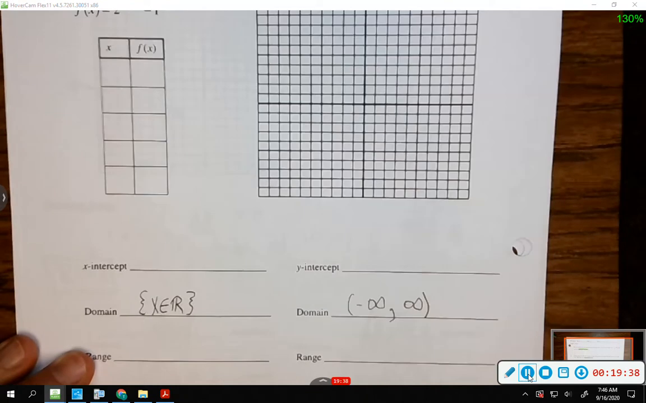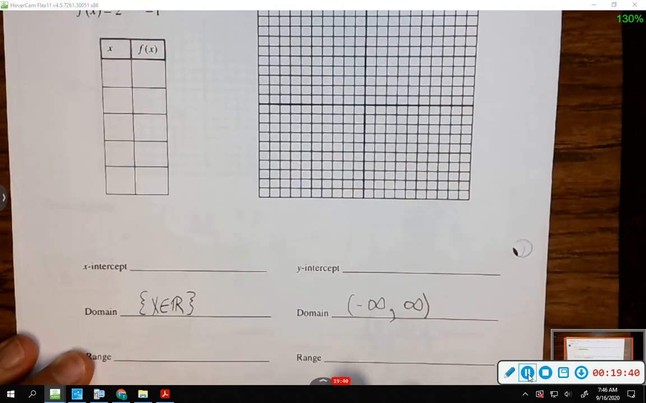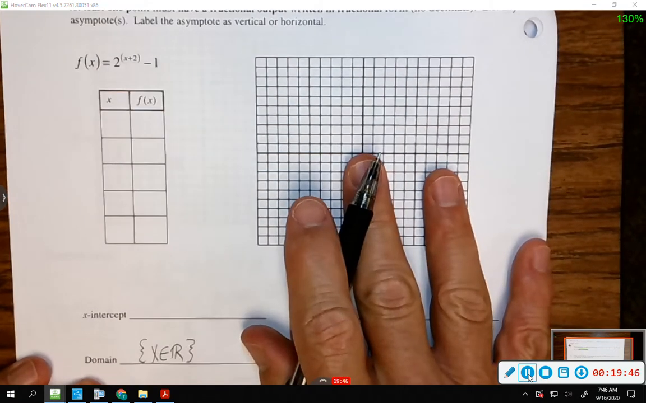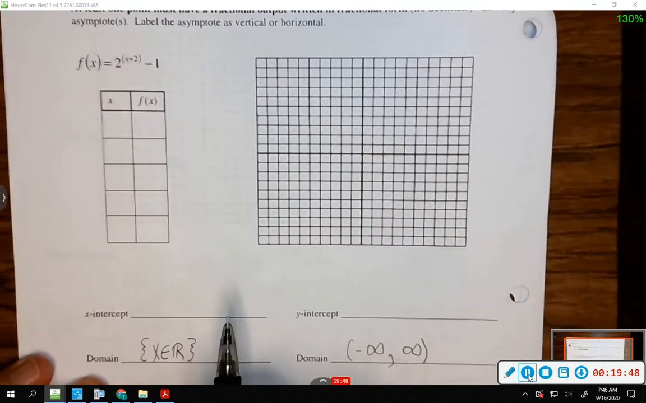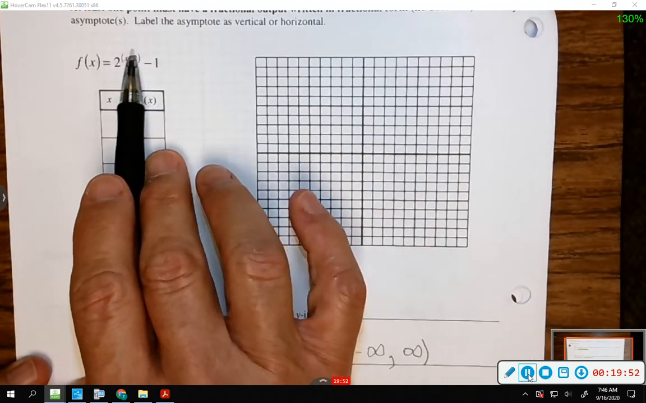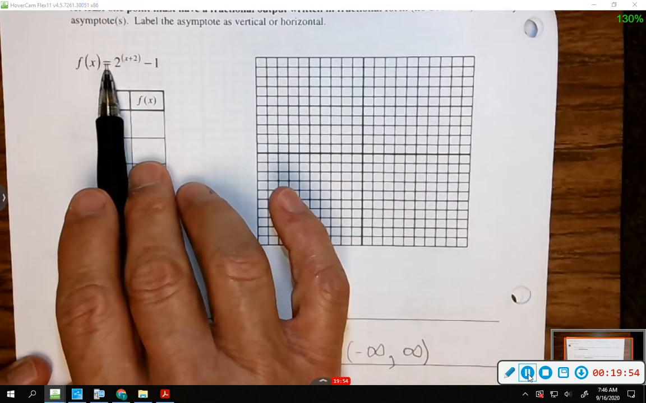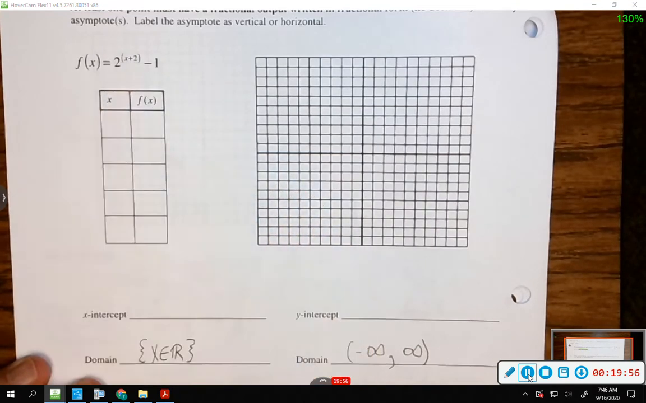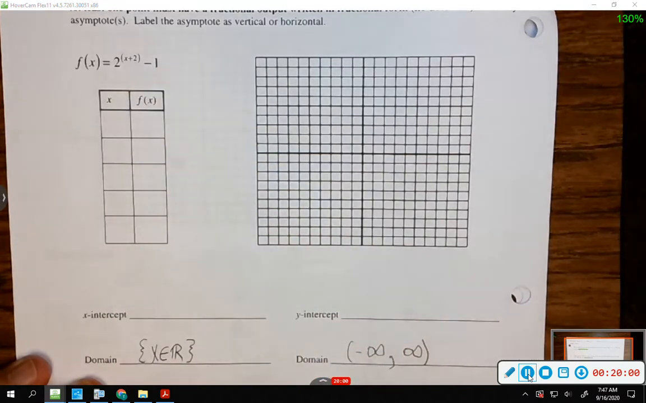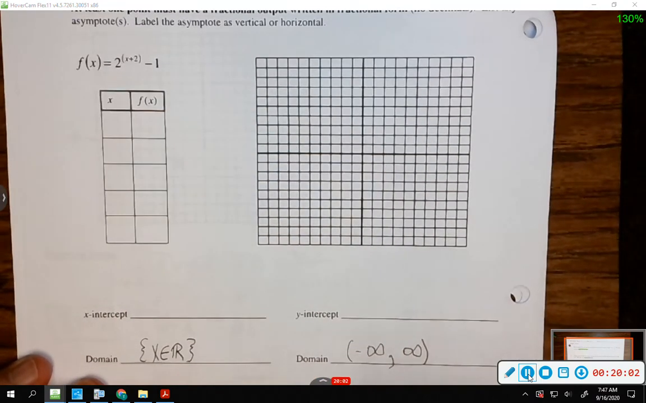The range we will wait till we graph, but if you can identify the horizontal asymptote right away, it's going to help with this. We have a horizontal asymptote for exponential functions. Because as this number gets large in the negative direction, this value is going to get closer and closer to 0. And 0 minus 1 is going to be negative 1. This number that's on an island by itself, that is a term by itself, y equals that number is always going to be the horizontal asymptote.